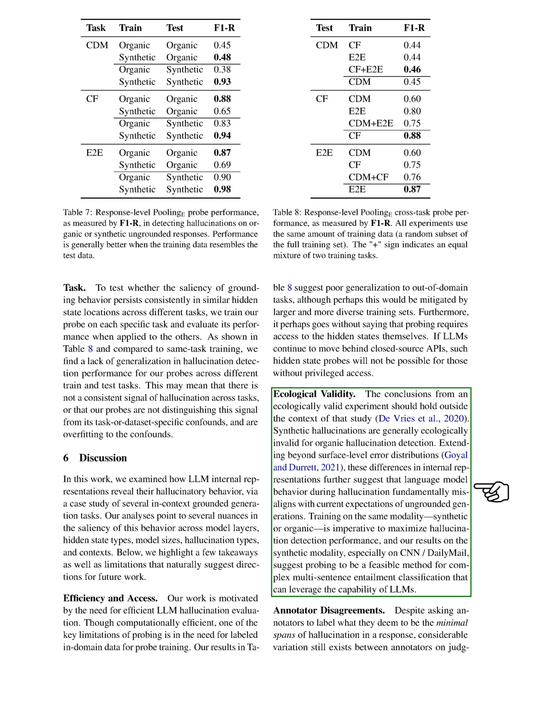Synthetic hallucinations are generally not suitable for organic hallucination detection. These differences in internal representations further suggest that language model behavior during hallucination fundamentally misaligns with current expectations of ungrounded generations. Training on the same modality, synthetic or organic, is crucial to maximize hallucination detection performance, and our results on the synthetic modality, especially on CNN, Daily Mail, suggest probing to be a feasible method for complex multi-sentence entailment classification that can leverage the capability of LLMs.